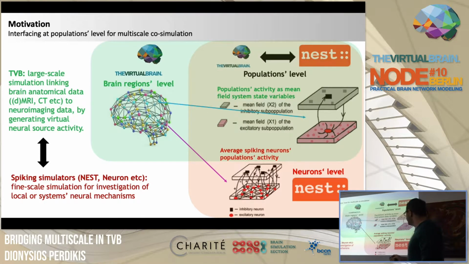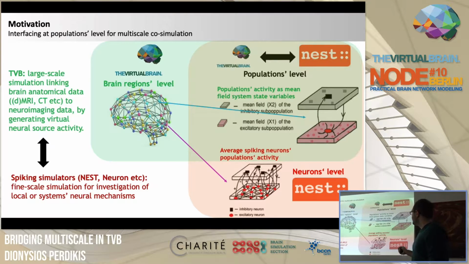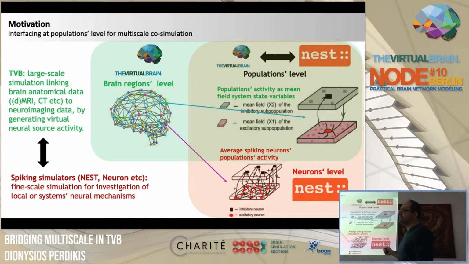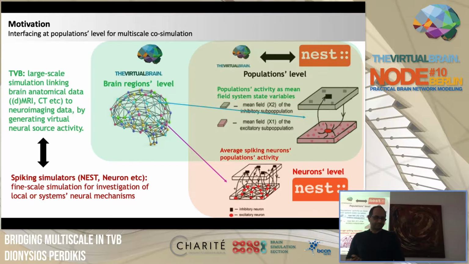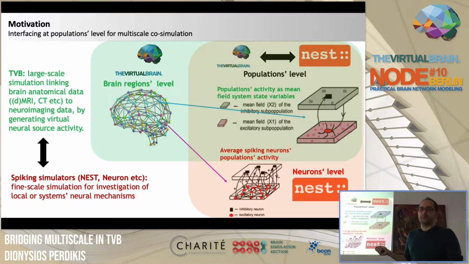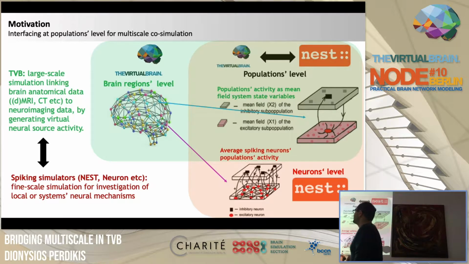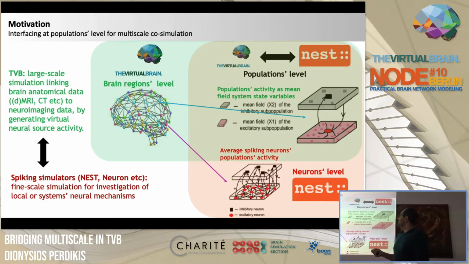At the same time, we can average the activity of neurons within a population also at the fine scale. And therefore, this population level can become the interface between the two scales. And this is actually what we're going to do. There are many spiking simulators in the market, like Nest, Neuron. I'm going to show you an interface implemented between The Virtual Brain and Nest, which is one of the state-of-the-art simulators right now.